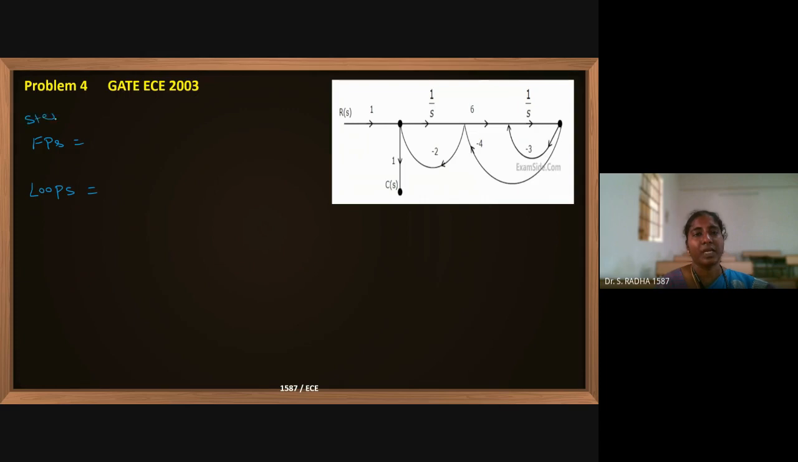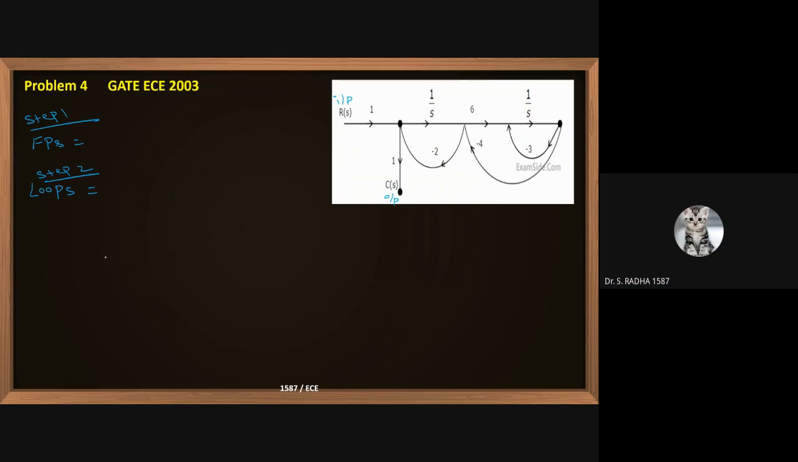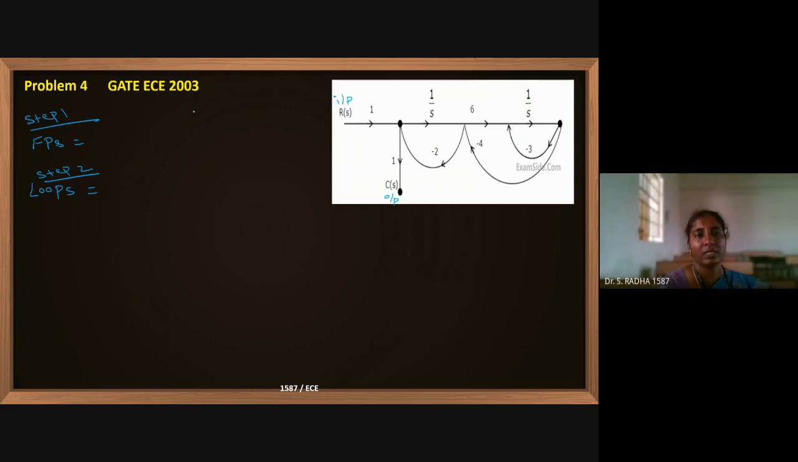Step 1, we have to calculate forward paths. Step 2, we have to calculate the number of loops. Here the forward path starts from R and ends at C. This is the input, this is the output, without crossing any node or branch more than once. I will travel like this, then reach the output. This is the first forward path. R of S to C of S, 1 into 1. So only one forward path I am finding.